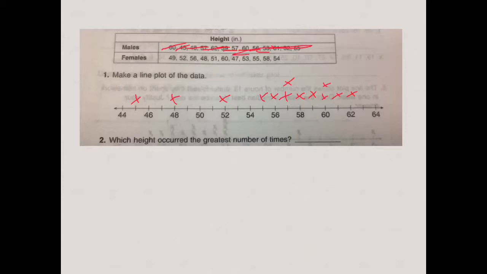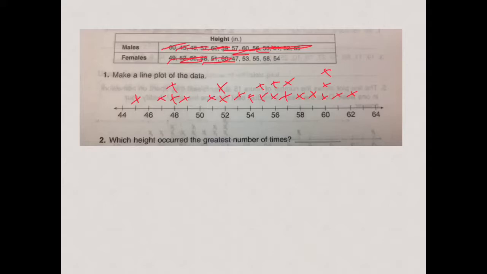And then 49, 52, 56 and 48. Mark that off, 51, 60 again, 47 right here where there's no number listed, 53, 55, and 54.